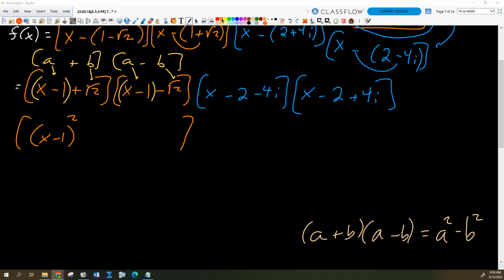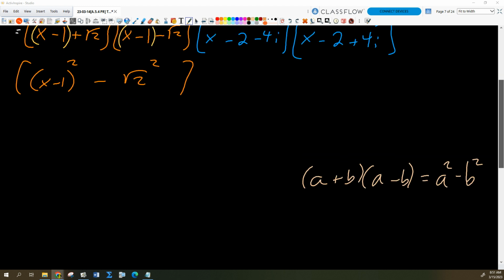minus 1 squared, minus b squared, right? Well, square root of 2 squared is just 2, right? Pretty good with that? Okay, and this is something that's easy to do. We can use our pattern for that, our a plus b quantity squared pattern, right? So let's keep going down here.